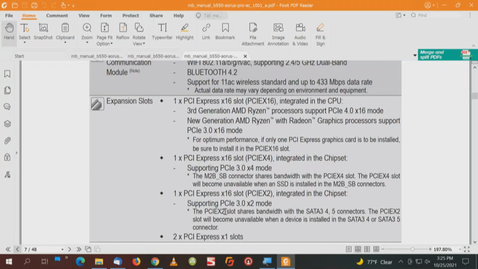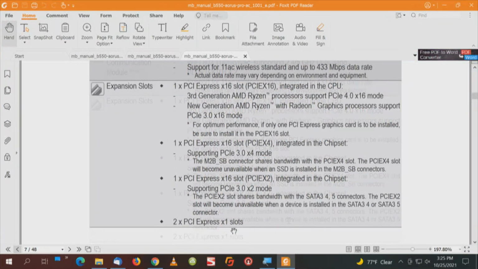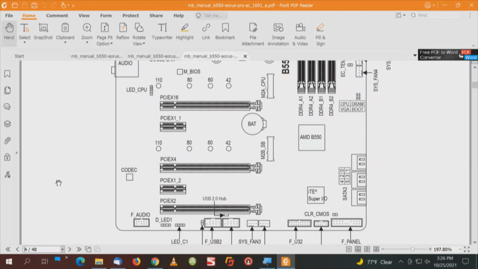And for the third one, PCI Express by 16, which is PCI Express by 2, integrated to the chipset, PCI Express 3.0, is 2 lanes. And that slot shares bandwidth on SATA ports 4 and 5. PCI Express by 2 slot will become unavailable. And then you had 2 PCI Express by 1 slots. Yeah, let's go back to page 4. So looks can be deceiving because you have 3 16-lane slots mechanically, but well, you kind of get the drift on how that's all allocated.